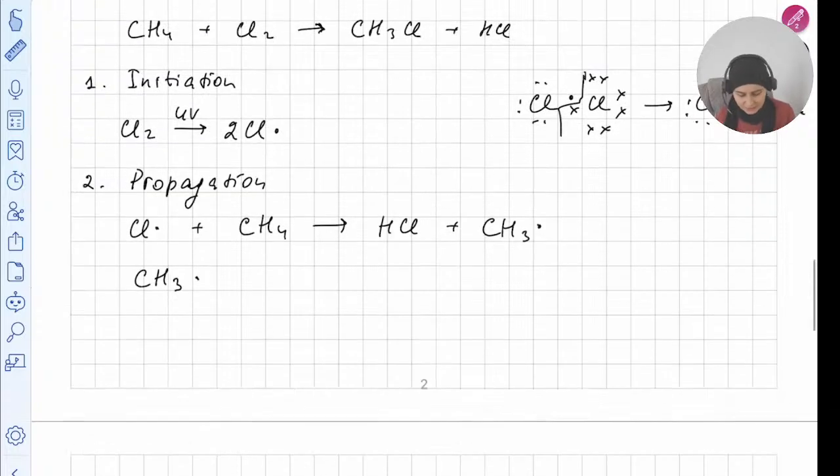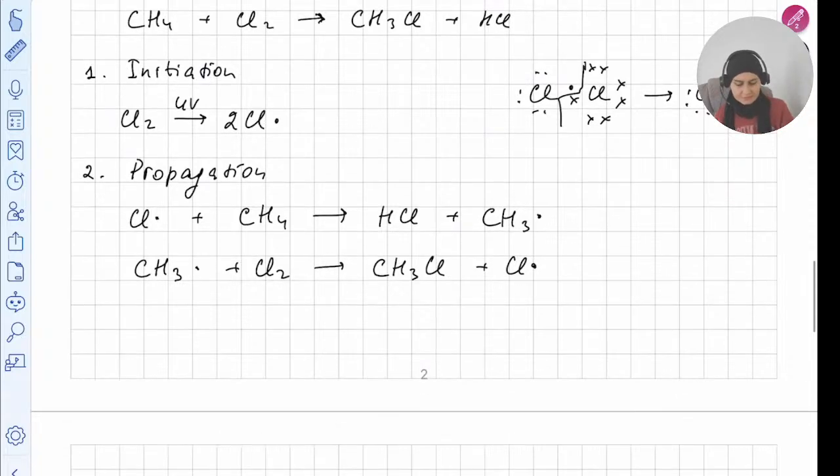And then you react it with another molecule of chlorine. And you form CH3Cl, and you regenerate the Cl radical. You see, you formed it again. So Cl radical in this case behaves as a catalyst because you see you consumed it in one step and then immediately it was regenerated.